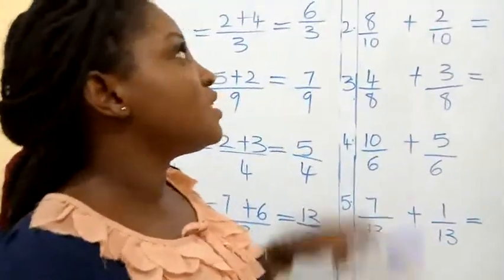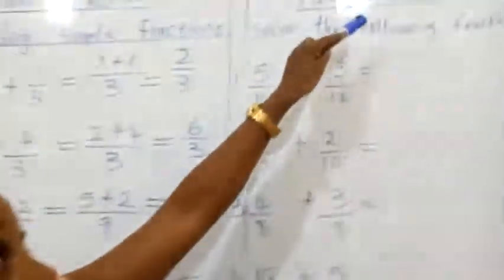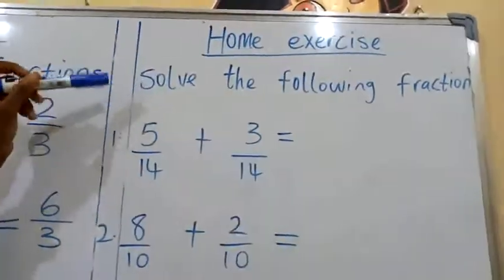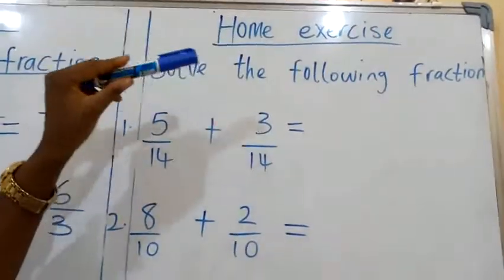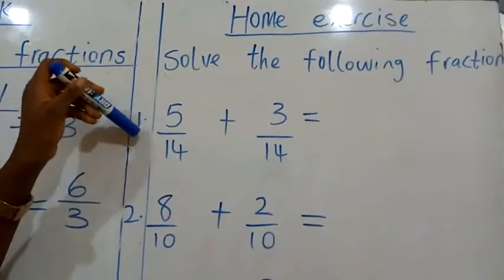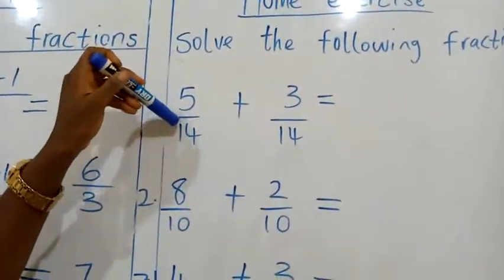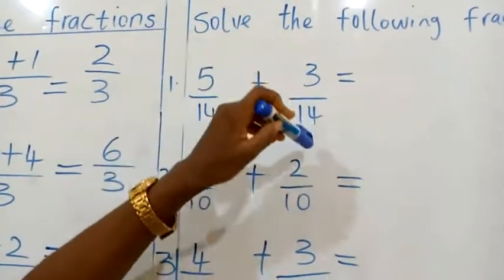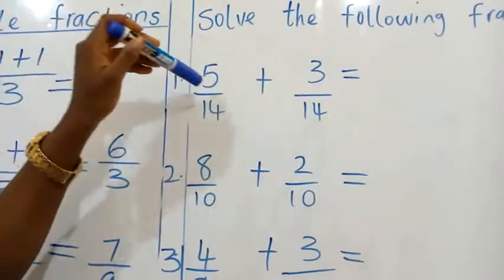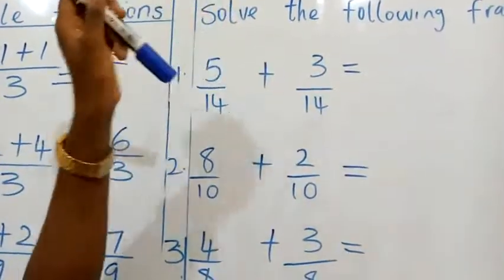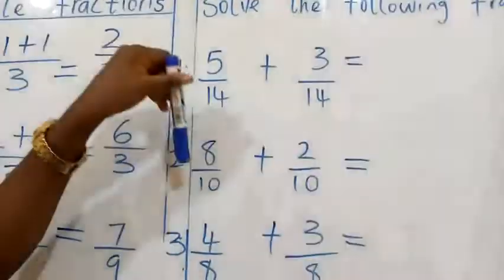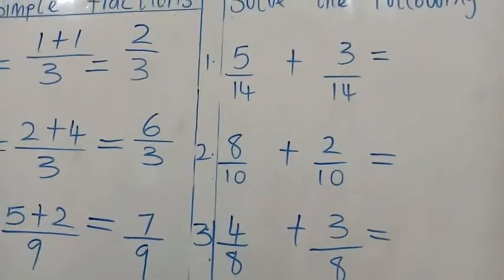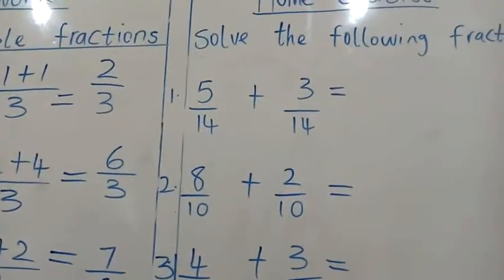Alright, so this is the home exercise. We are going to solve this. It says solve the following fractions. The first one is 5 all over 14 plus 3 all over 14. I'm sure you still know what you do. You add the numerators together. And the same thing goes for number 2. 8 all over 10 plus 2 all over 10 will give us what?